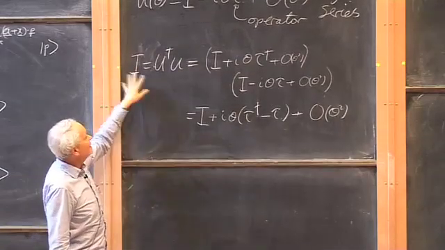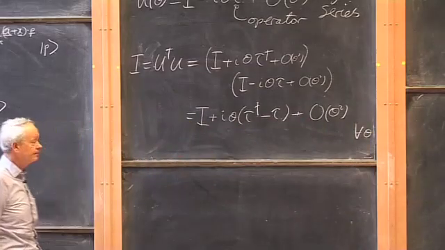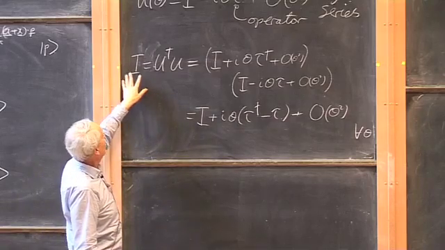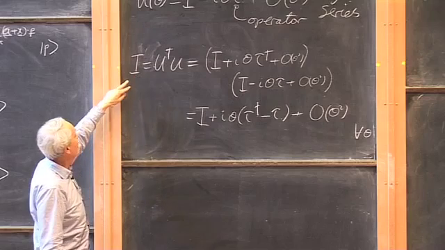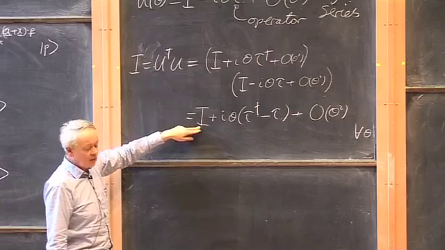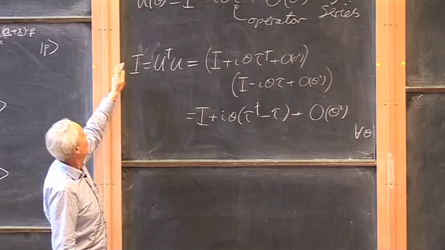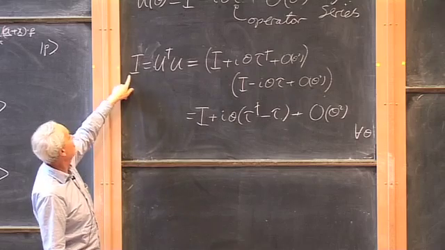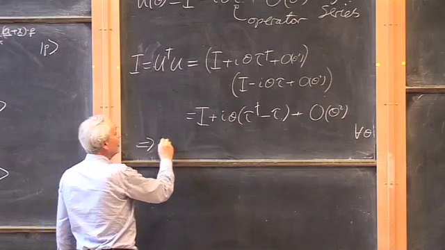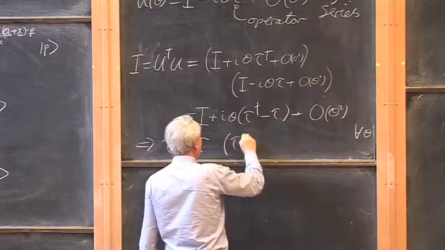So this is supposed to be true for all theta. Doesn't matter what theta we take. If it's going to be true for all theta, then we can equate powers of theta on both sides. So the coefficient of theta to the naught, namely the identity, should be the same on both sides. Well, it is. That's a relief. The coefficient of theta to the first power should be the same on both sides. On this side of the equation, the coefficient of theta to the first power is nothing. So it had better be nothing on this side too. So this implies that tau dagger is equal to tau. That is to say, tau is Hermitian.